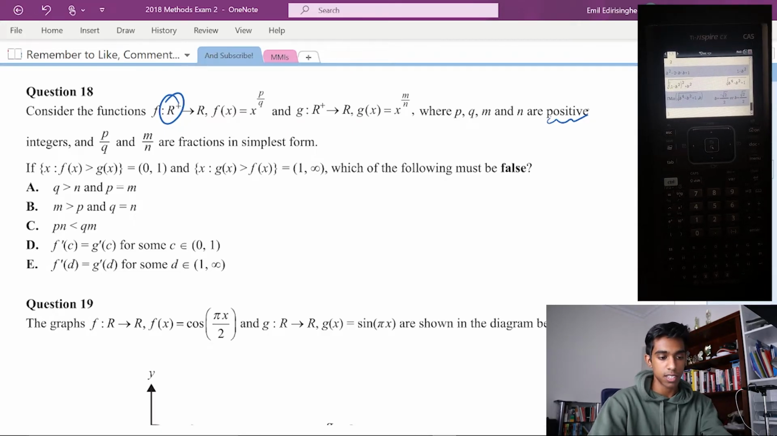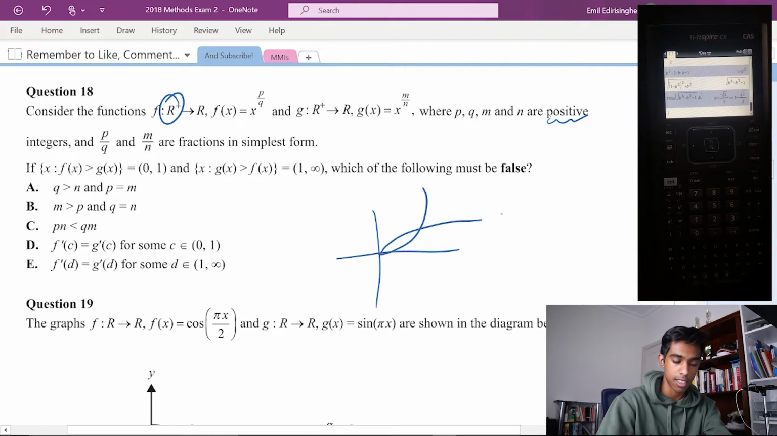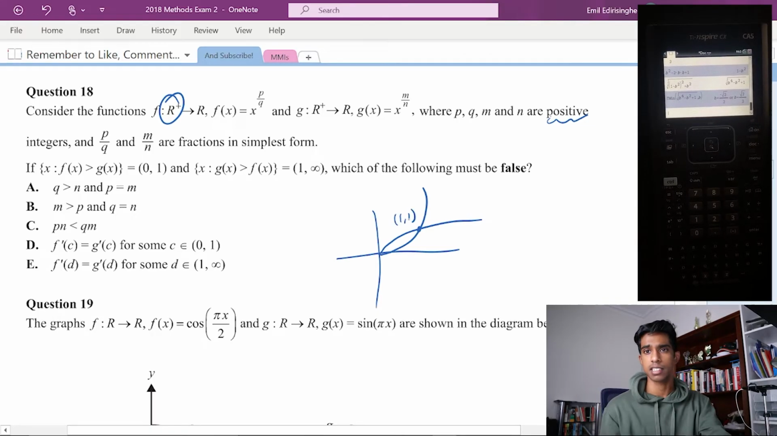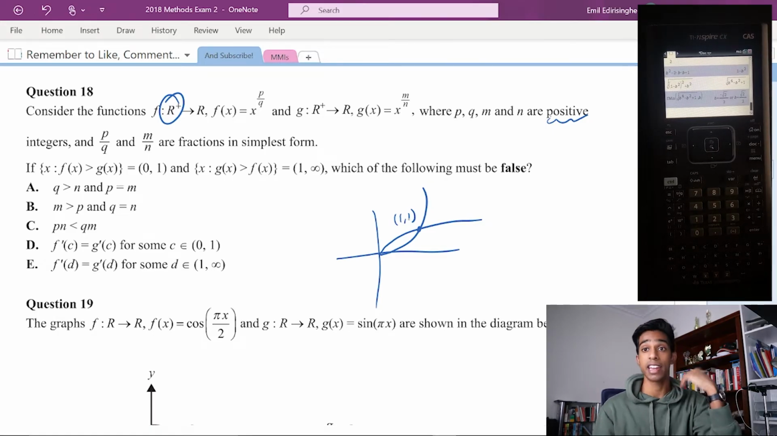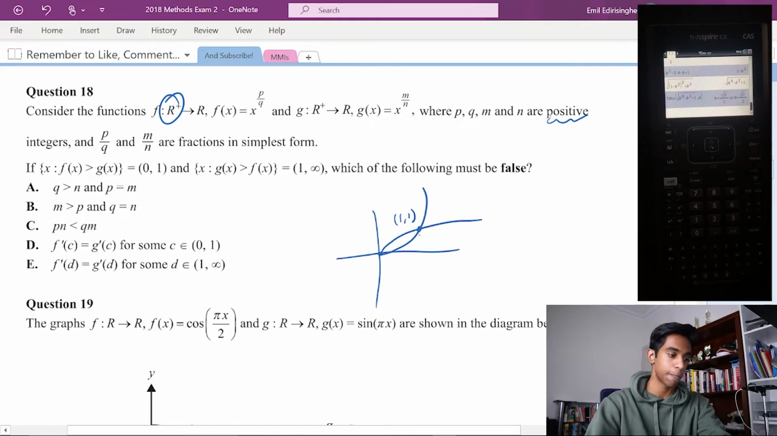So what this is essentially saying is one of the functions looks like this, and one of the functions looks like this. And because they're all x to the power of something, this point of intersection is going to be 1, 1. Because when x equals 1, 1 to the power of anything will always be 1. But what's important is the behavior between 0 to 1 and from 1 to infinity.